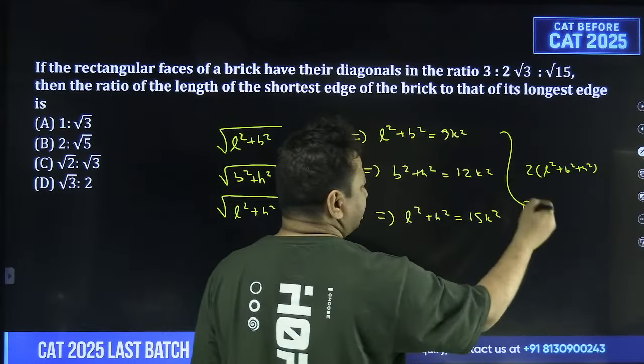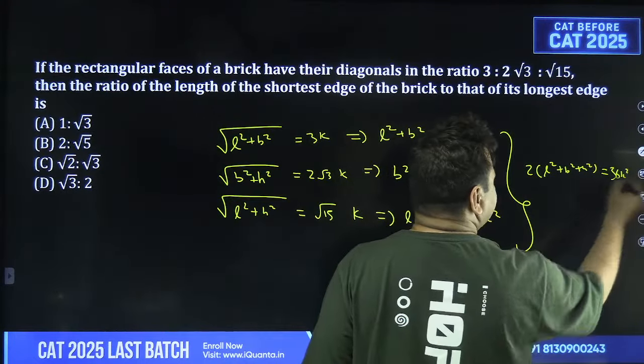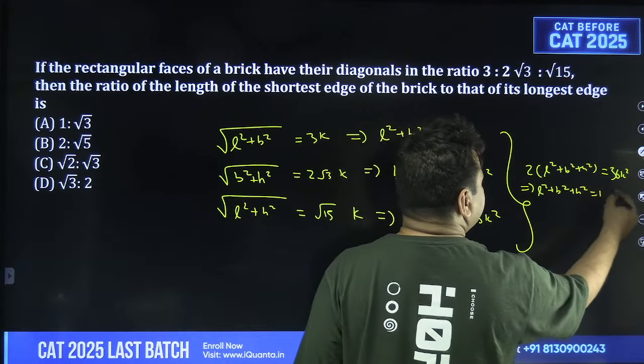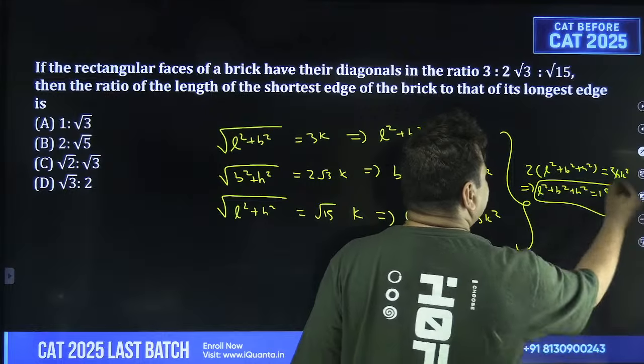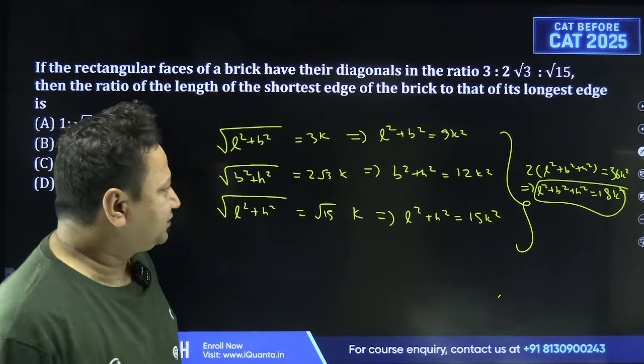Let's add all of it. 9, 12, 21, 36k square is what we get. Which means the value of L square plus B square plus H square is equal to 18k square. That's what we have. Clear? And based on that, we can calculate the value of LBH.